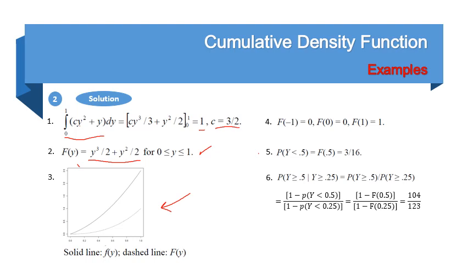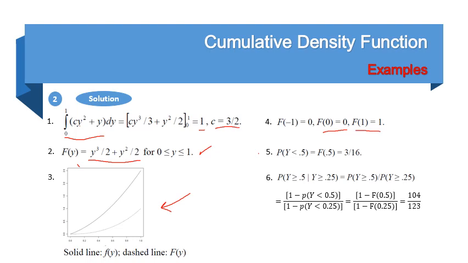In number 4, we took the solution we did in number 2, and we need to get F of minus 1. Minus 1 is before the range you see in number 2. So the answer is 0 because there was no probability. And F of 0, you can take it from the branch we got in 2 by substituting 0 into y cubed over 2 and y squared over 2. You get also a 0 here as a solution, as you see before you. And F of 1, you can substitute in the same branch we got in solution number 2 by 1. So you get a 1, as you see before you.